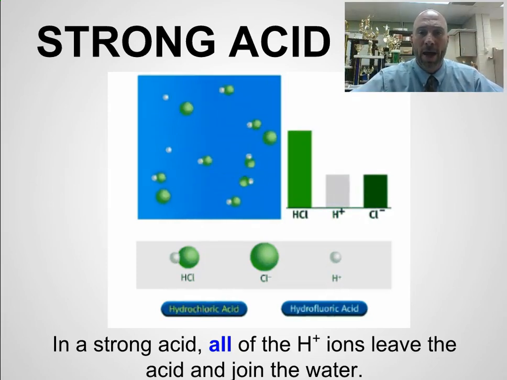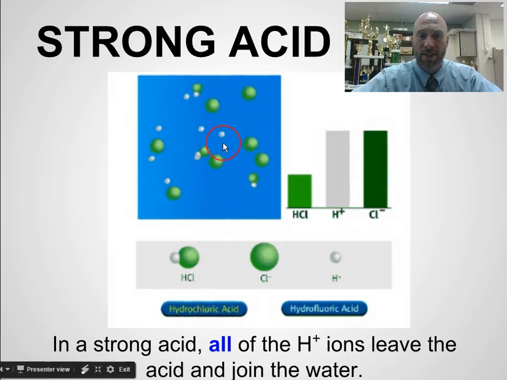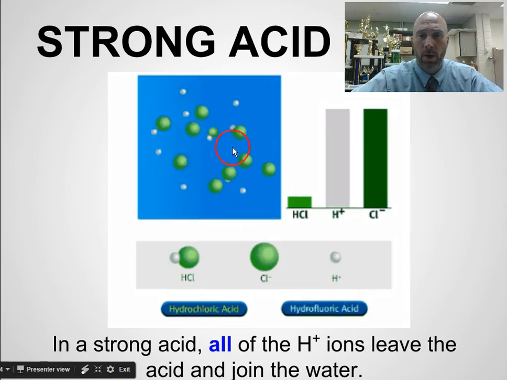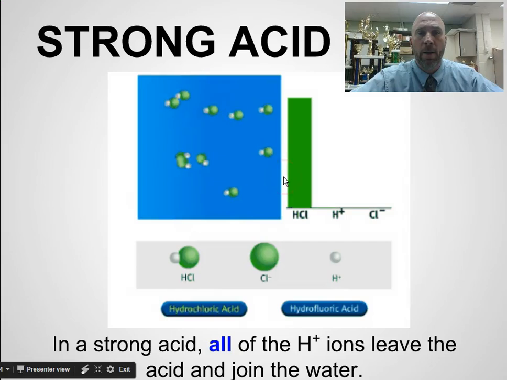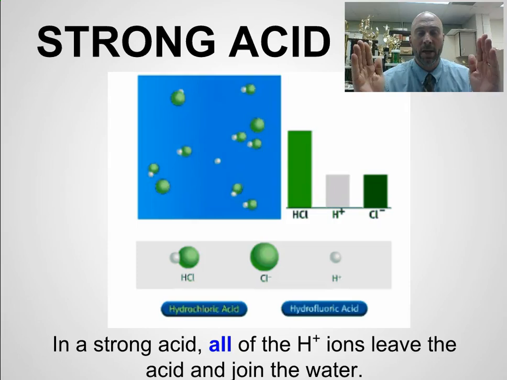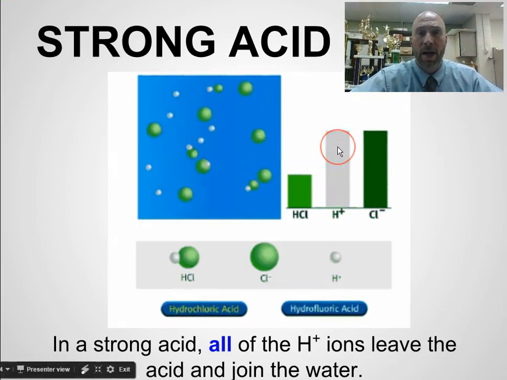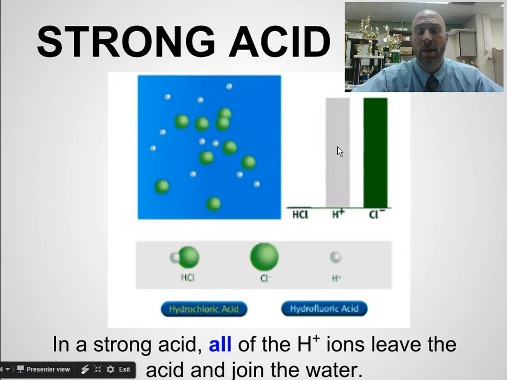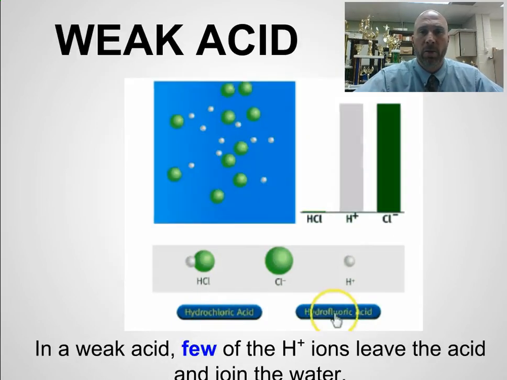Now, what a strong acid is: in a strong acid, all of the hydrogen ions leave the acid and join the water. What this animation is showing you here is we put some hydrochloric acid into solution, and what you'll find is all of the H's and the Cl's dissociate. They're splitting apart, so the hydrochloric acid is releasing all of those hydrogen ions into the solution. That's what makes an acid a strong acid, if it's releasing all of those hydrogens.